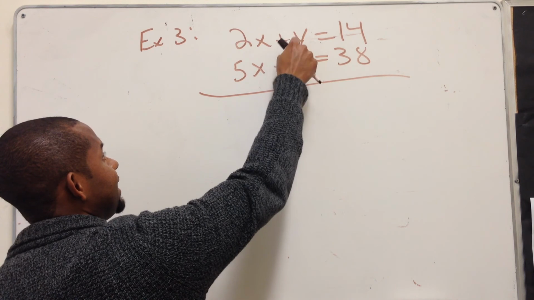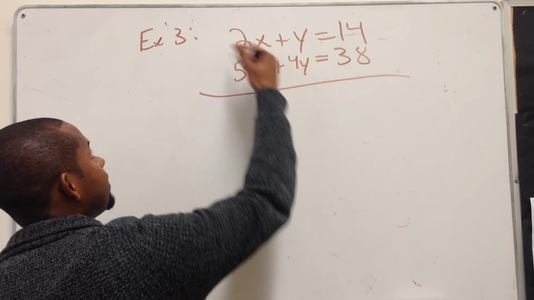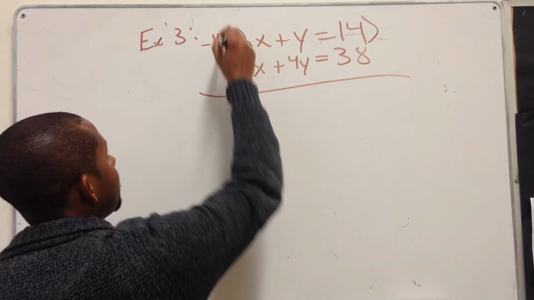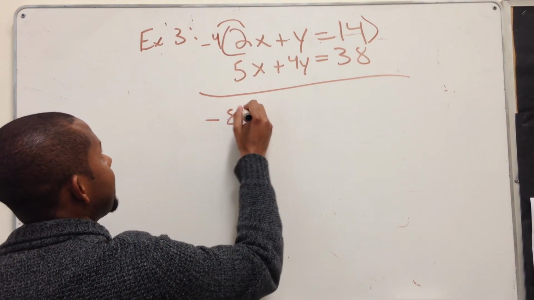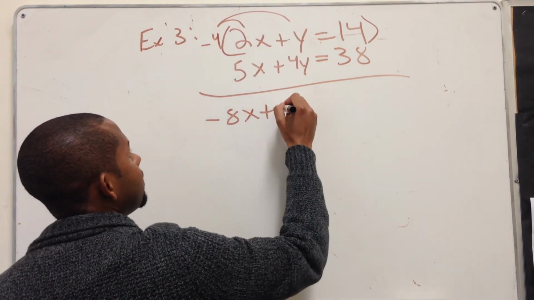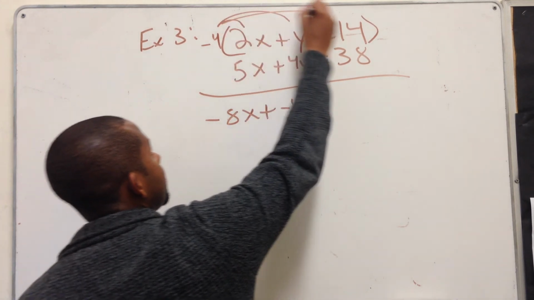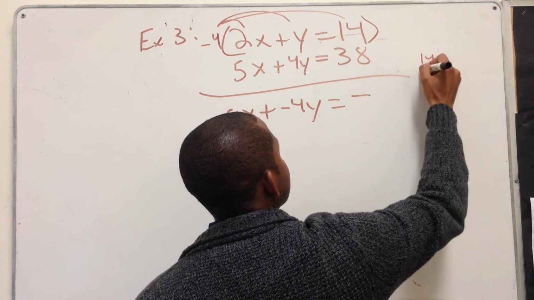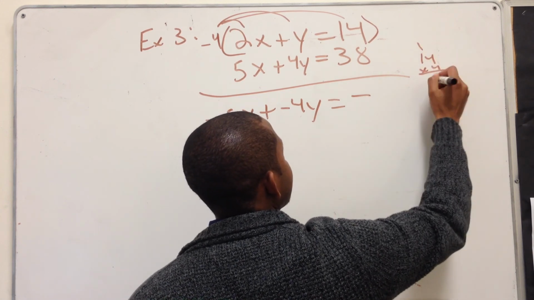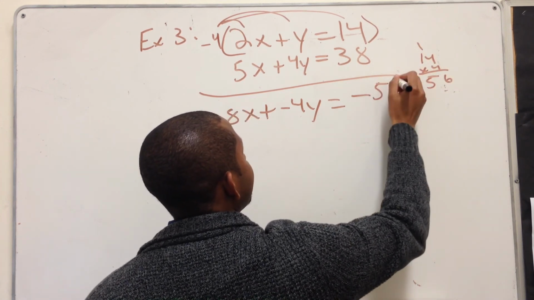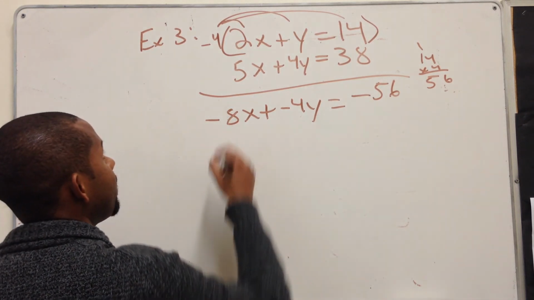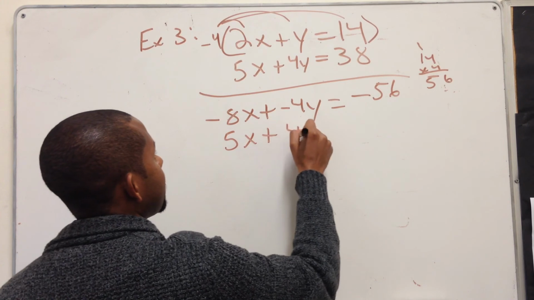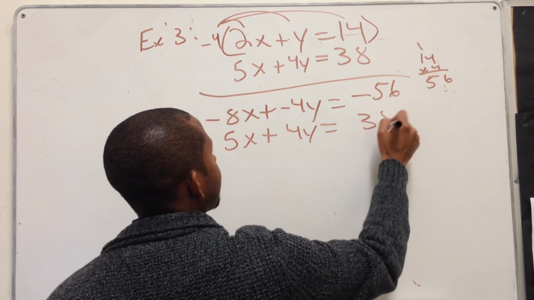Right here, I can see I can easily turn this into a -4, so these cancel out. And take this whole thing and multiply it by -4. So I get -8x plus -4y equals -14 times 4, 16, carry the 1, -56. This I don't even need to change. 5x plus 4y equals 38.